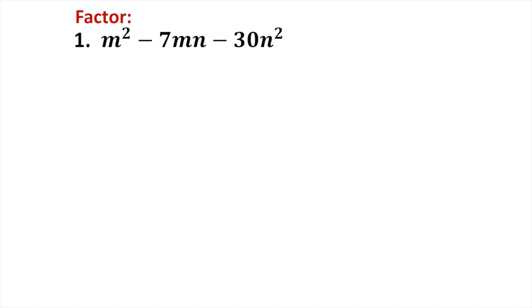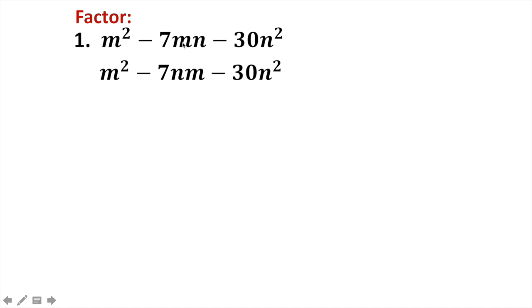We need to factor this one into two separate binomials. This one's a little bit different from what we've done in the past because we have two variables. We've got an m and an n. But we're going to treat it pretty much the same as what we've done in the past. The only real thing is here, I'm going to switch these two out of order.